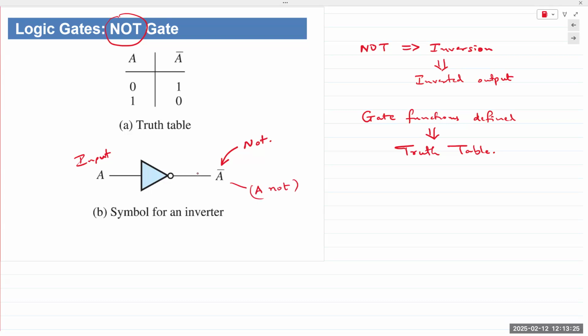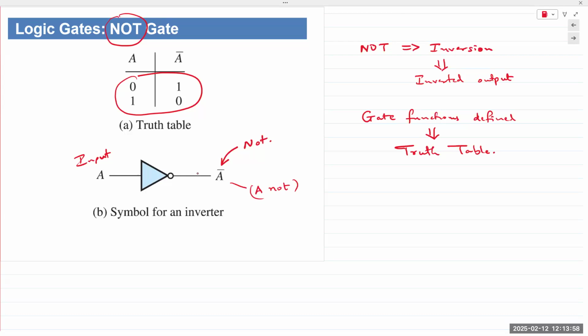So a NOT gate is simply an inverter gate. If you apply an input A, the output is A NOT. If you apply a 0, you obtain a 1. If you apply a 1, you obtain a 0. This is a very important function because it allows us to implement logic circuits that can perform a variety of functions. We are going to use these gates as building blocks to create other larger logic circuits.